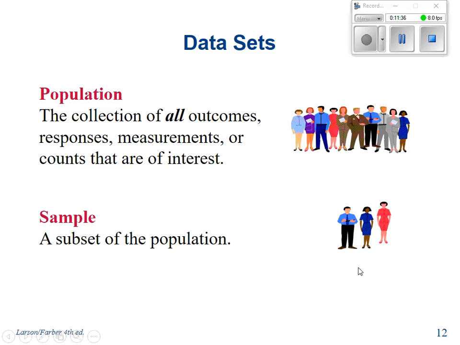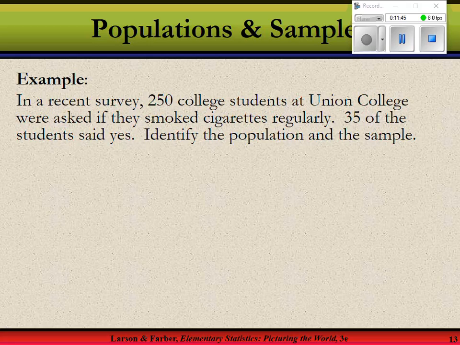A sample is a subset of that population, so you've got your population, all these people. A sample is just certain ones that you pick out. There's different ways to pick those. We're going to talk about that later on in the year. I think part of the assignment was to decide whether something was a population or a sample.